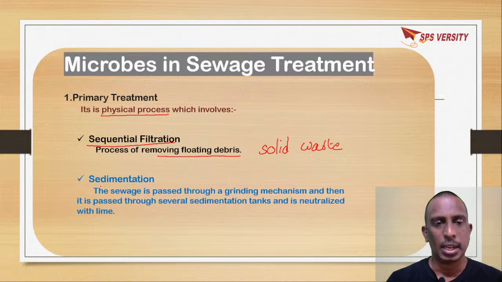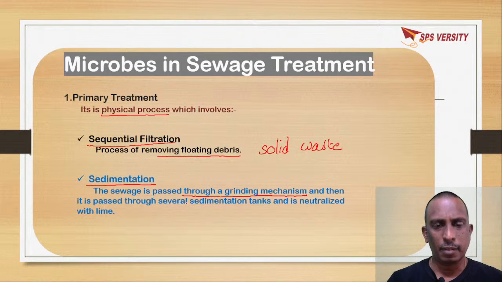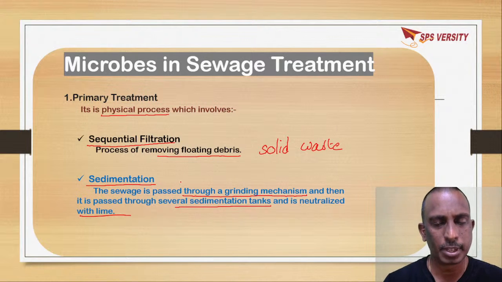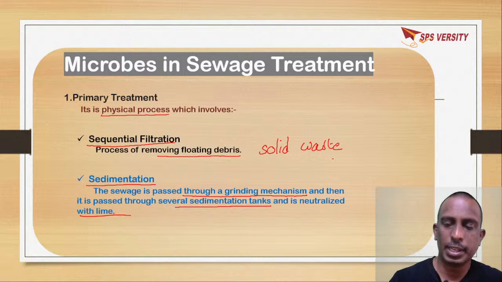And next is sedimentation. In this sedimentation, the sewage is passed through a grinding mechanism. After grinding, it is sent to sedimentation tanks, which are neutralized with lamps. In sedimentation, the substances, based on density, get deposited at the bottom, so whatever solid waste is still present is separated.